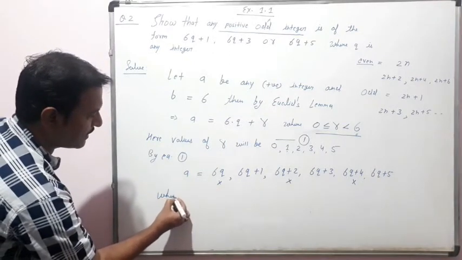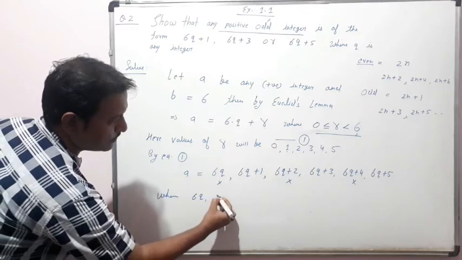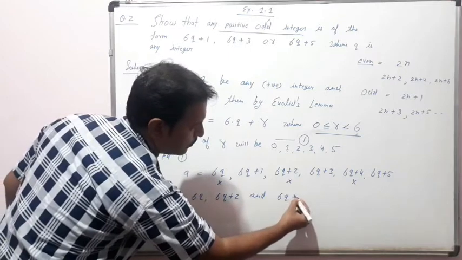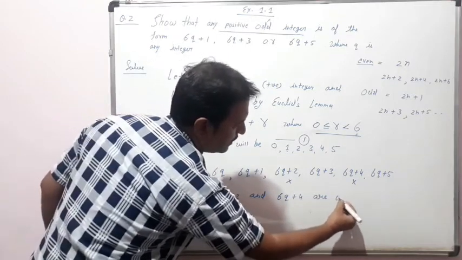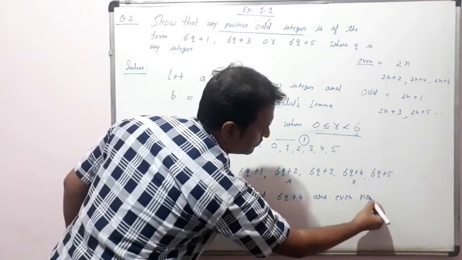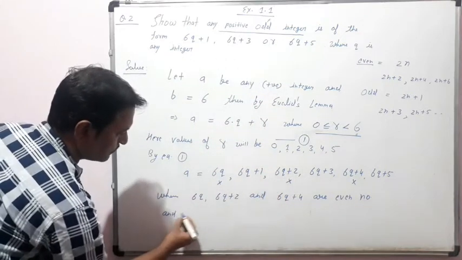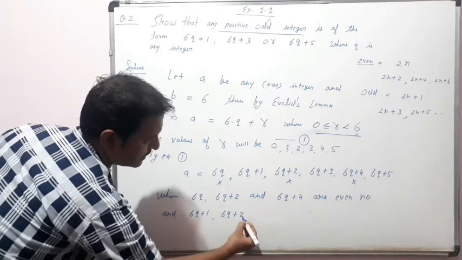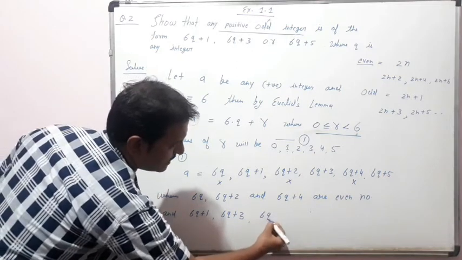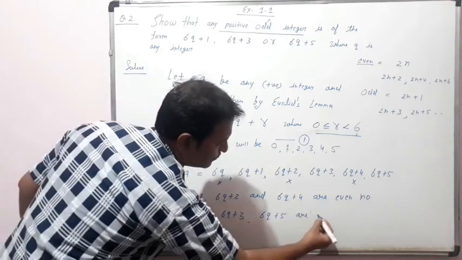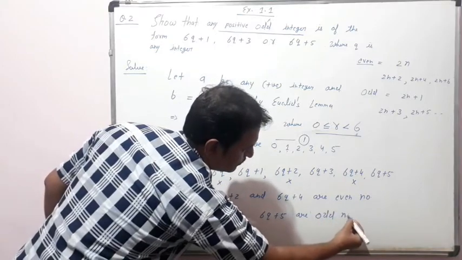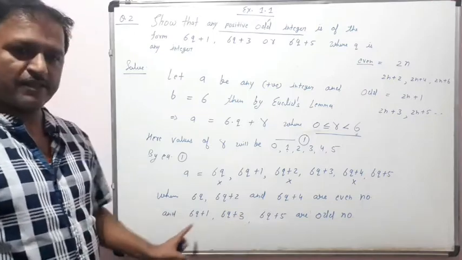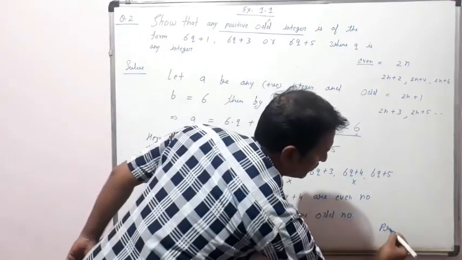तो यहाँ लिख देंगे हम where 6q plus 2 and 6q plus 4 are even number and 6q plus 1, 6q plus 3 and 6q plus 5 are odd numbers, which we have to prove that every positive odd integer is in the form of this. Here write proved.